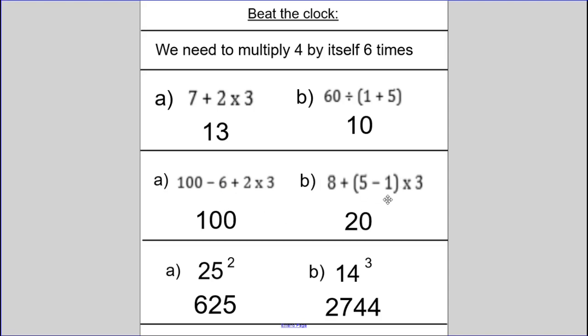For this question, we do brackets first, then we need to multiply, and then finally add. For the last question, remember 25 squared means 25 times 25, doesn't mean 25 times 2. And finally, 14 cubed means 14 times 14 times 14.